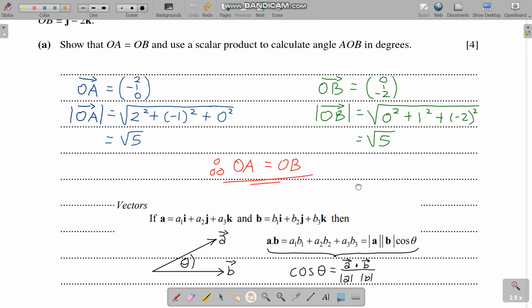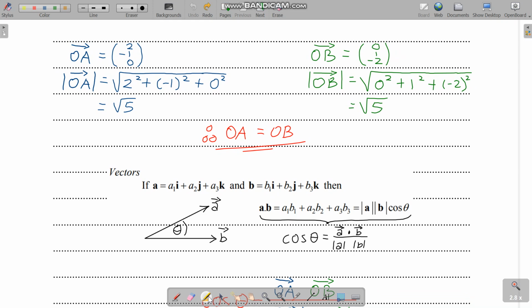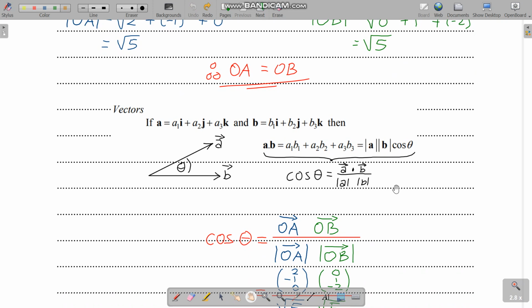And now for the angle AOB. We use this MF19 dot product formula. If we rearrange, cos theta equals A dot B divided by the magnitude of A times the magnitude of B. Remember that when we use this formula, make sure the vectors are from the same point. This is the angle we're looking for, so the arrow is supposed to be in this direction.